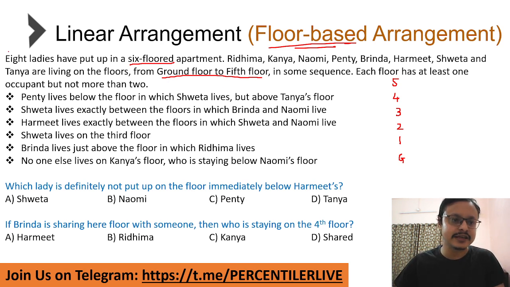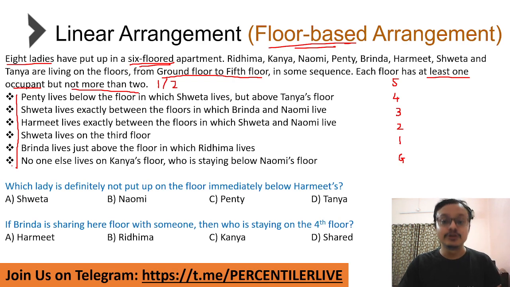However, as you can see, you have 8 ladies, but only 6 floors available, which is why it's saying each floor has at least 1 occupant, but not more than 2, which means any floor can have either 1 or 2 occupants, but not more than 2. So what you have are the following clues to play with, using which you need to identify who is staying on which floor.